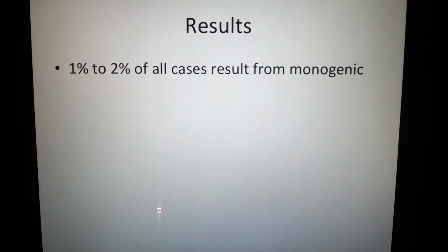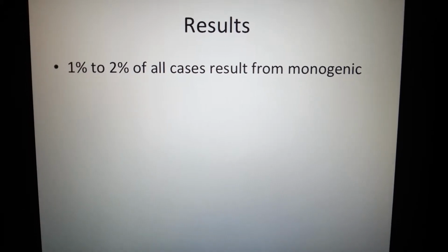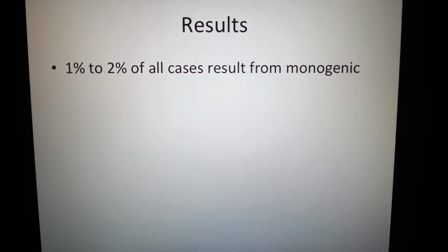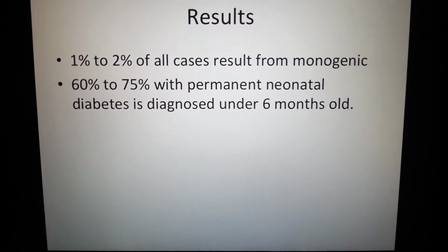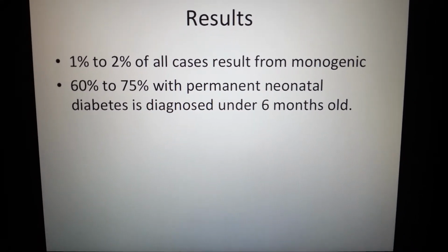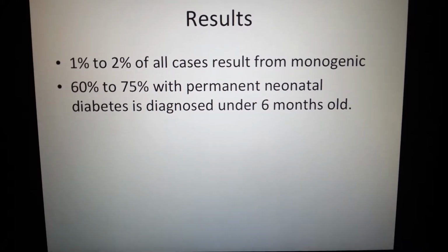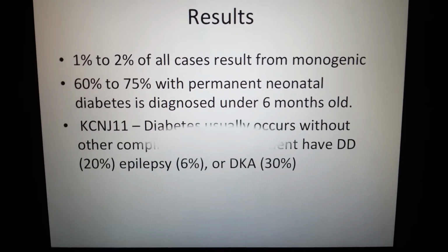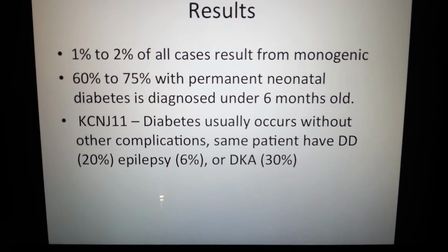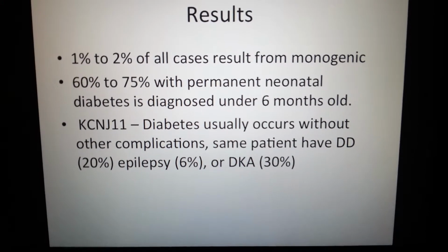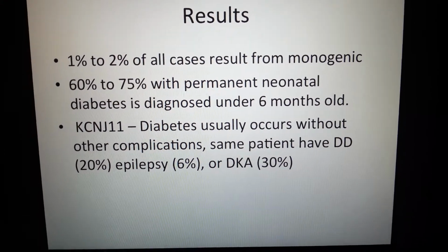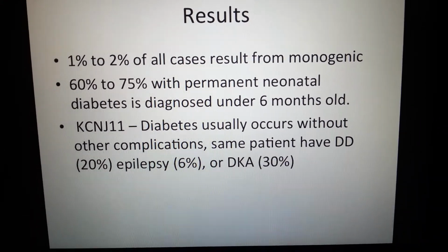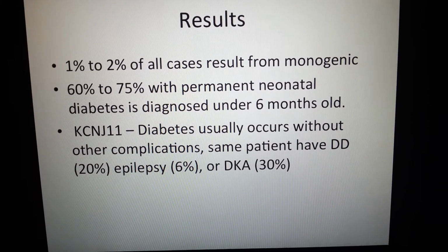According to the researchers' data, it shows that 1% to 2% of all cases result from monogenic, 60% to 75% with permanent neonatal diabetes is diagnosed under 6 months old. KCNJ11 diabetes usually occur without other complications. Some patients have DD, epilepsy, or DKA.